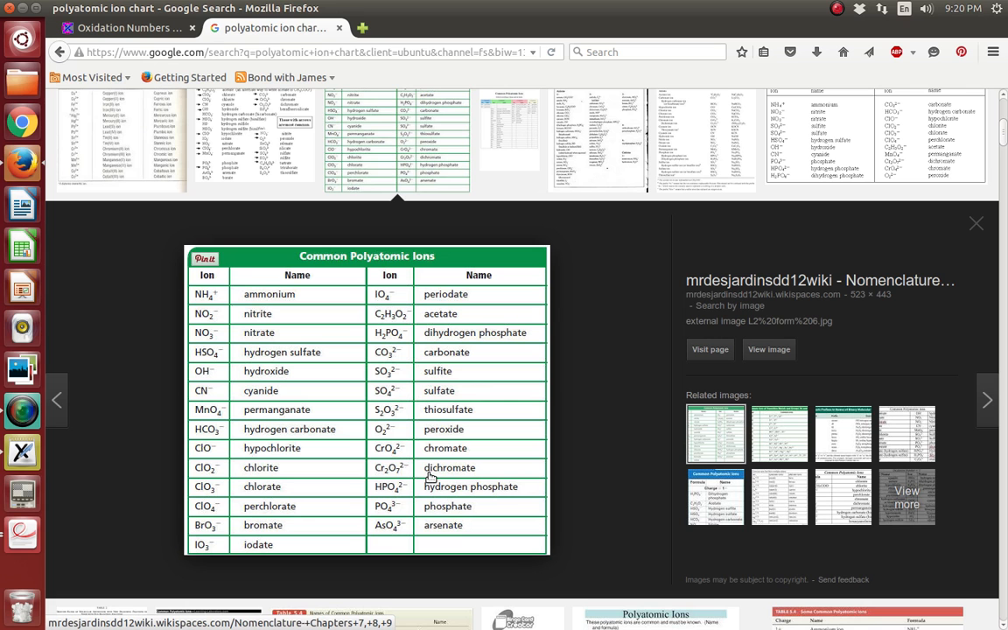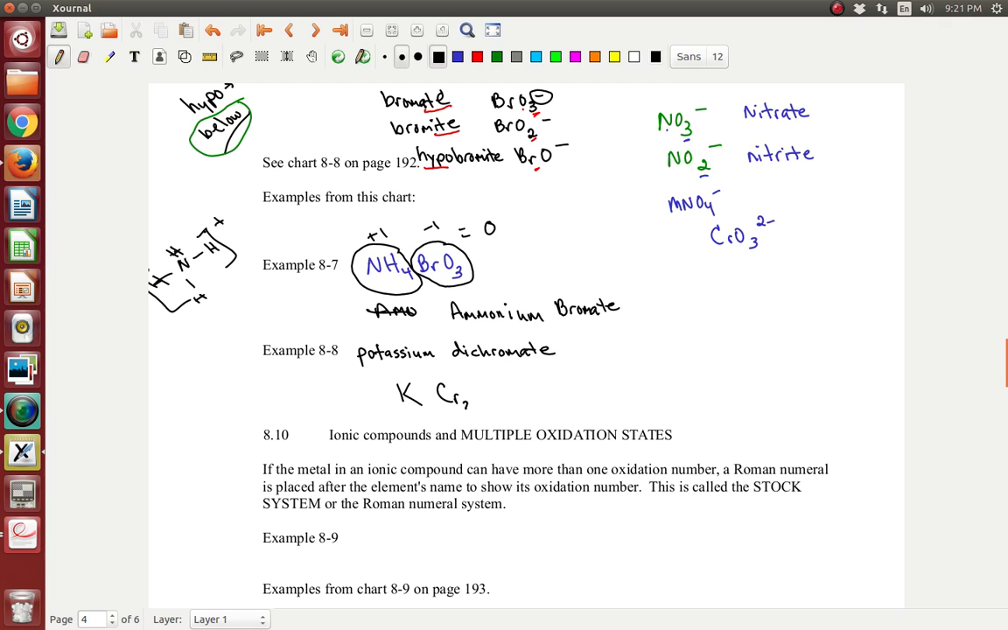The dichromate ion has seven oxygens in it. So the dichromate ion is Cr2O7 2-. Cr2O7, and it's a -2 charge.